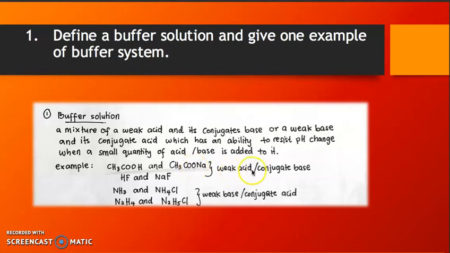This is the weak acid and its conjugate base. Hydrofluoric acid and sodium fluoride is also an example of a weak acid and its conjugate base. And ammonia and ammonium chloride, hydrazine and hydrazinium chloride are weak base and conjugate acid.